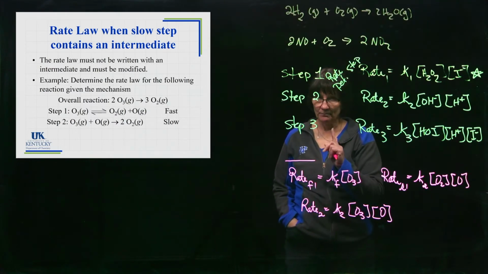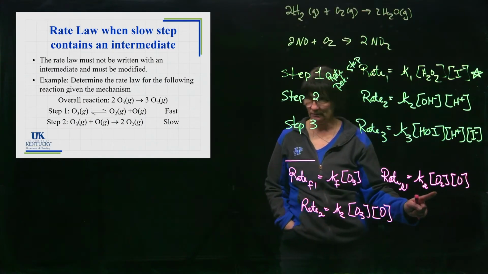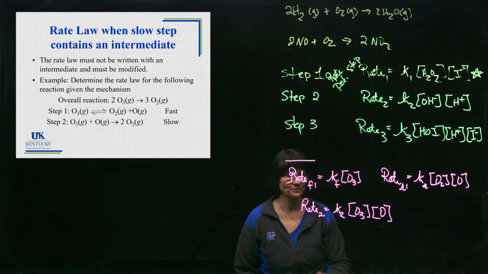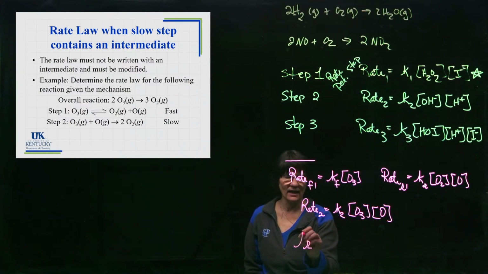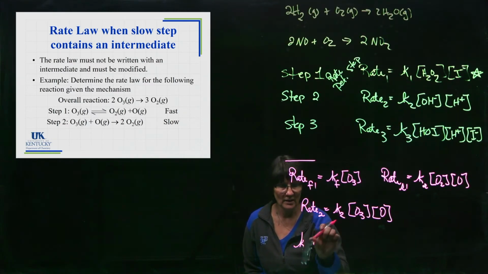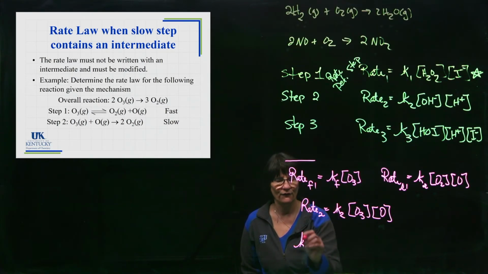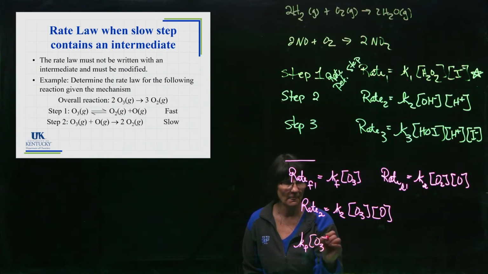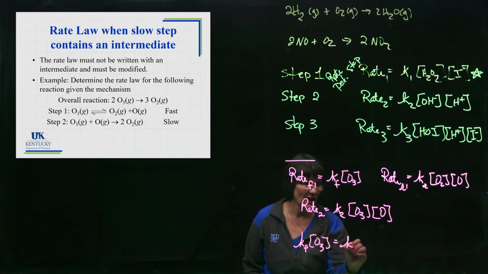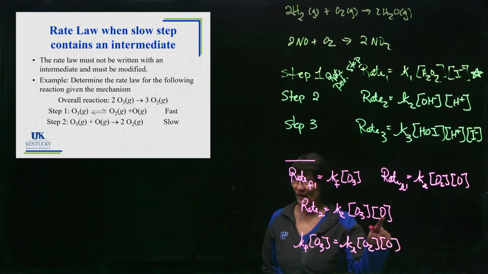At equilibrium, by definition, the rate of the forward reaction and the rate of the reverse reaction have to be equal to each other. So I want to set these two things equal to each other. I'm going to do this down below. The K of the forward times O3 is equal to the K of the reverse times O2 times O. And what I'm trying to do is get rid of this O. That's my whole goal here.